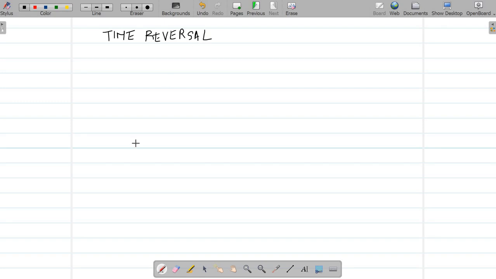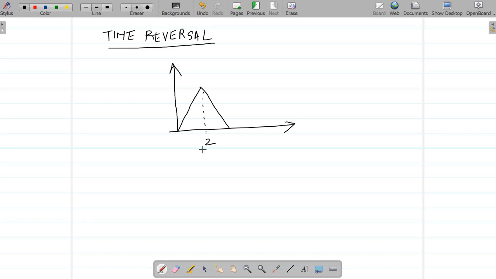So in the case of a time reversal operation, let us take an example. Let us say there is a signal of something of this nature, some kind of a triangular wave shape. Let the peak occur at 2. There is 1, 0, and 3. So this is x of t.